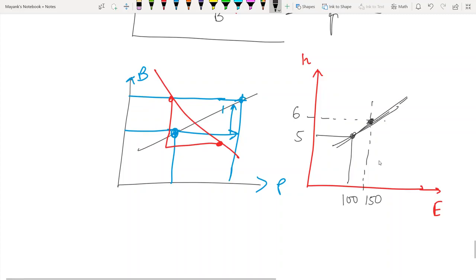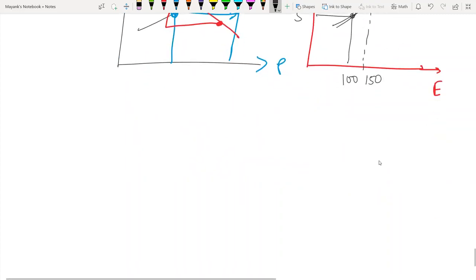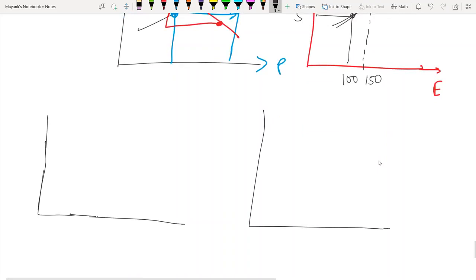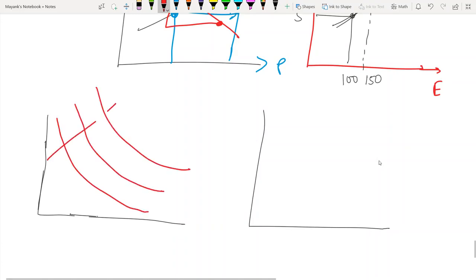So indifference curves are upward sloping when one of the commodities is a bad. When you have both commodities as goods, this is what the ICs will look like. It will be increasing in this direction. Utility is increasing in this direction. You go higher and higher, the higher indifference curves represent higher utility.